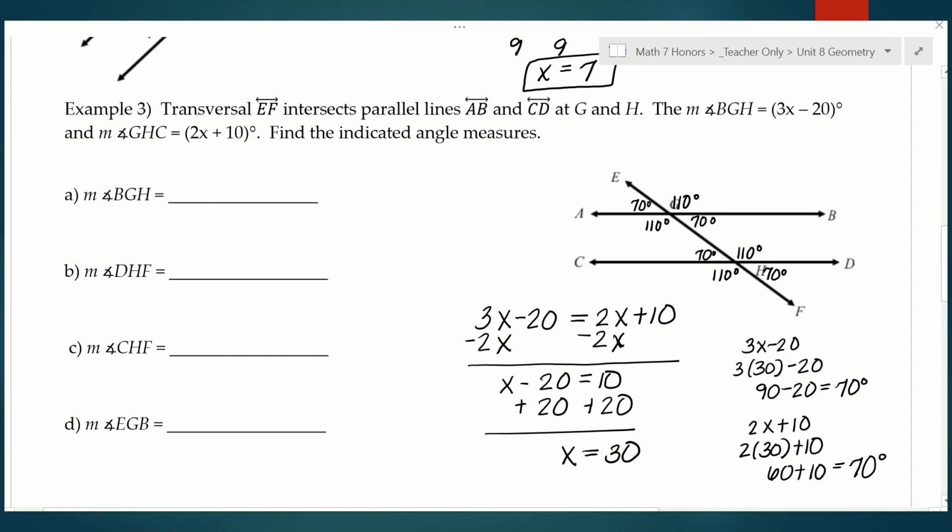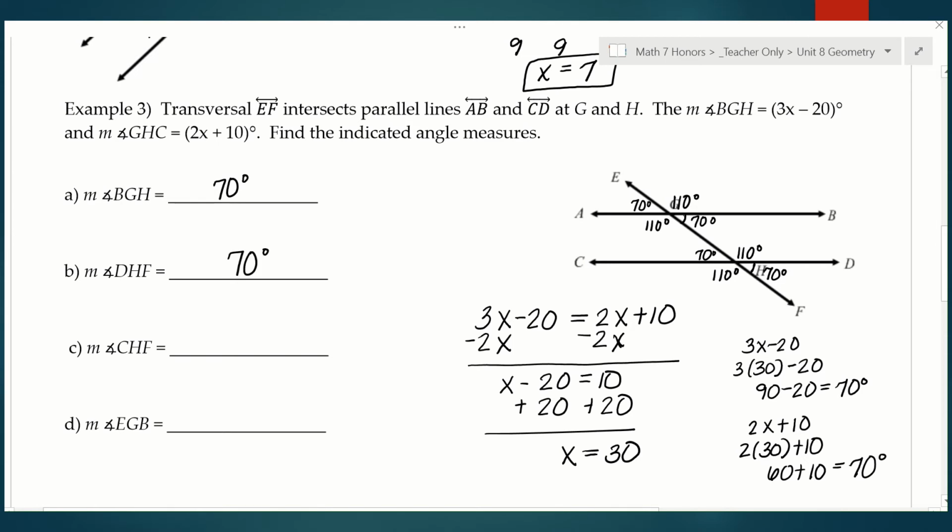All right, so going back over to our list of things here, angle BGH. Oops, I wrote over G. Where's G? Oh, right there. BGH is this angle. That's actually the one that we had originally. So that's 70 degrees. DHF. DHF is this angle. That's the other one that we know is acute. That's 70 degrees.